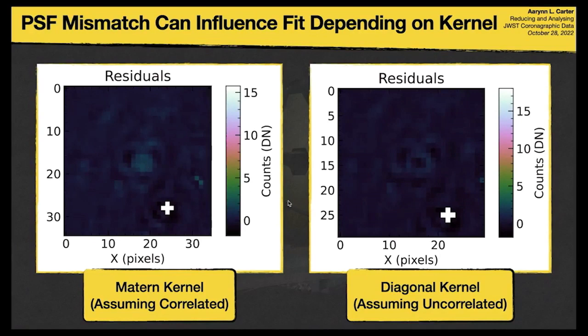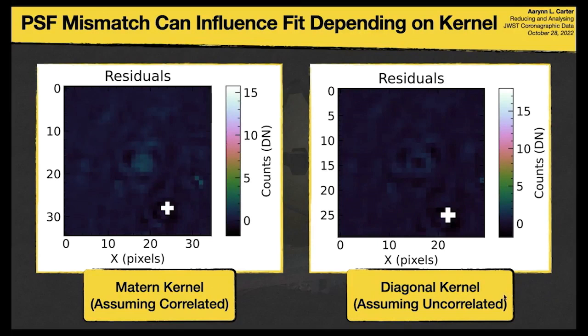But when we use the diagonal kernel, so this is assuming it's uncorrelated, it does a much better job of matching the PSF and instead just leaves behind these residuals that relate to the model PSF mismatch. Now, ideally, we'd love to use this one on the left, but while our models aren't good enough to perfectly describe this data, we really can't, so we have to rely on the diagonal kernel.